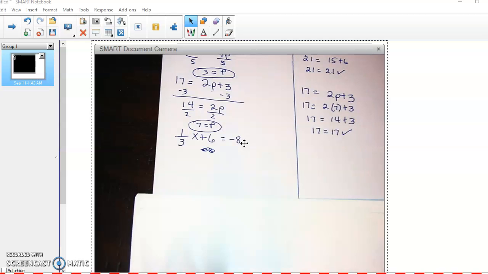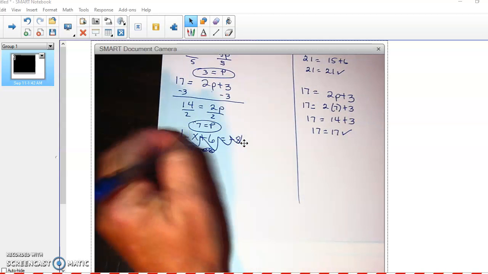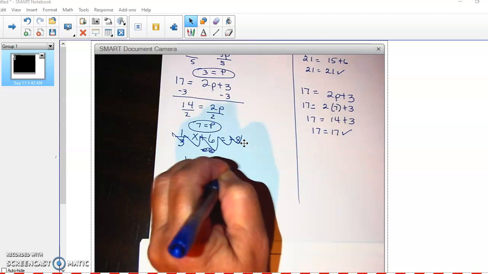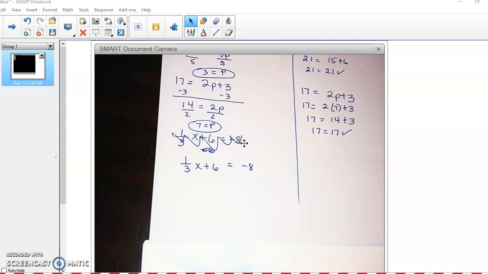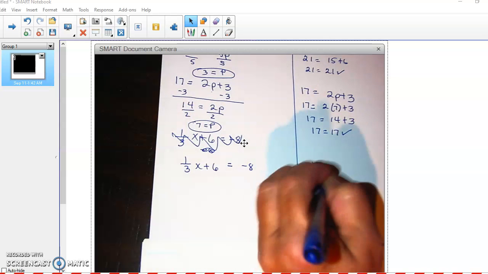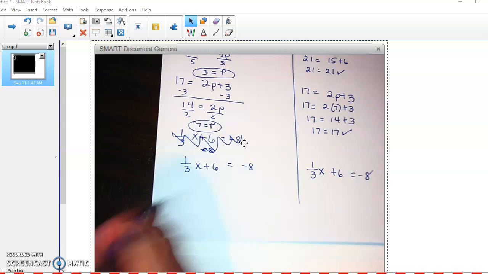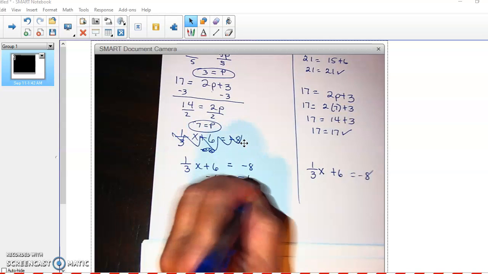And then we have one more. So we have 1/3 x. Let's write it down here. 1/3 x plus 6 equals -8. Okay, I'm going to put it over here too for the check. Alright, so we're going to subtract 6 from both sides.